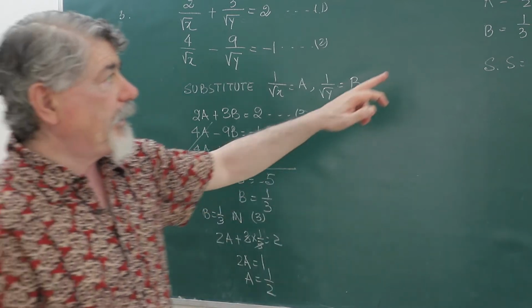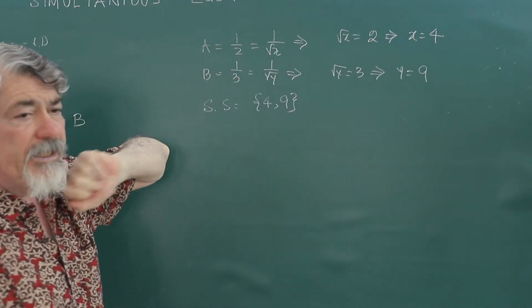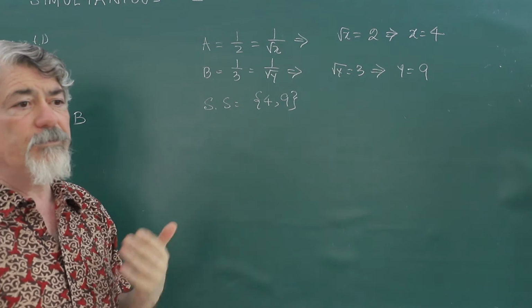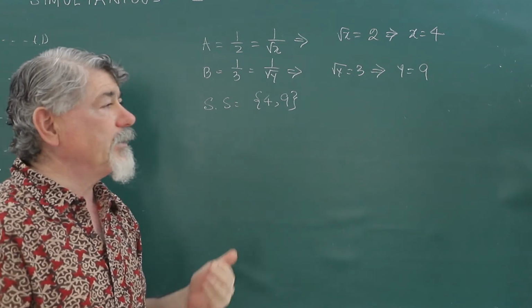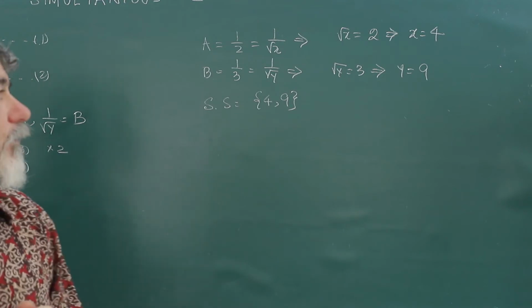Now look, a we calculated as 1 upon 2, and it was equal to 1 upon root x. That means root x is equal to 2. But I want to remove the root. For removing the root, we square both the sides. So x becomes equal to 4.